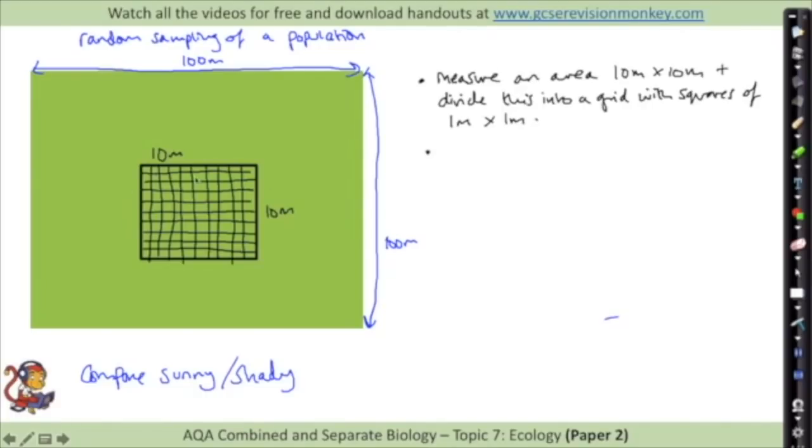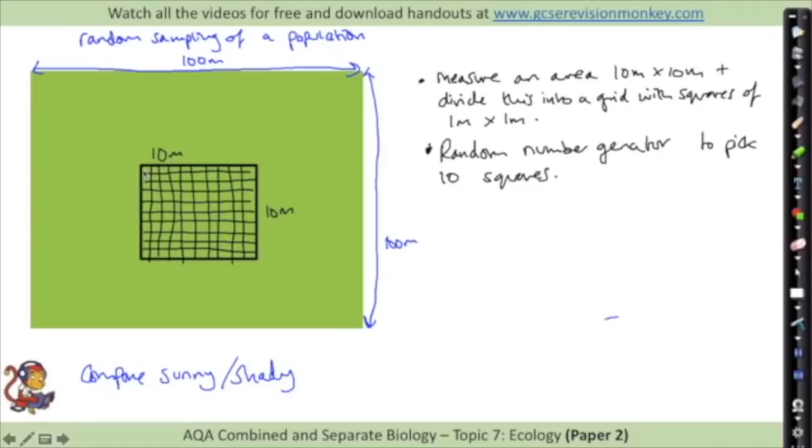Then still within that grid we can't sample all of the different squares within there. So what we need to do is we need to use a random number generator, and we need to use that to pick, for example, 10 or 20 squares that we are going to sample. They'll ask you about this in the exam perhaps. The more squares you sample, the more reliable your results are going to be. So we can use a random number generator.